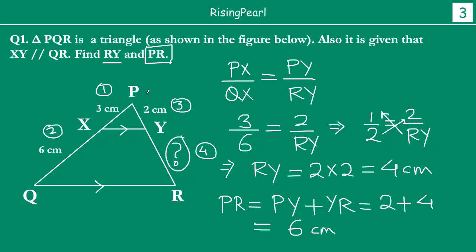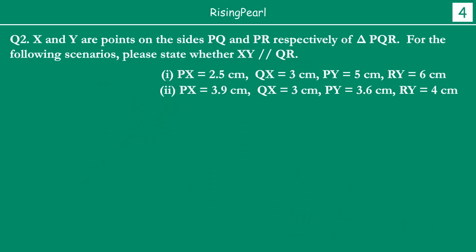So here PR is nothing but PR, which is basically the sum of PY and RY. So PR is equal to 6 centimeter. So we found out both the measures in this question. Now let's talk about the second type of questions that we may get.